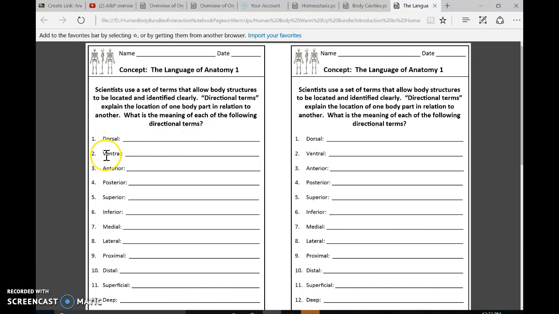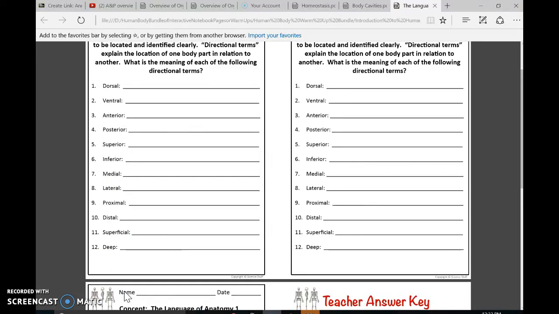Dorsal, towards the back of the body. Ventral, towards the front of the body. Anterior, we covered all of those. Proximal, distal. Superficial. Superficial is towards the surface of the skin. Think of it that way. That is, I lost my pointer here. Superficial. Deep would be deep within the body. Deep. Okay? That should take care of all those.